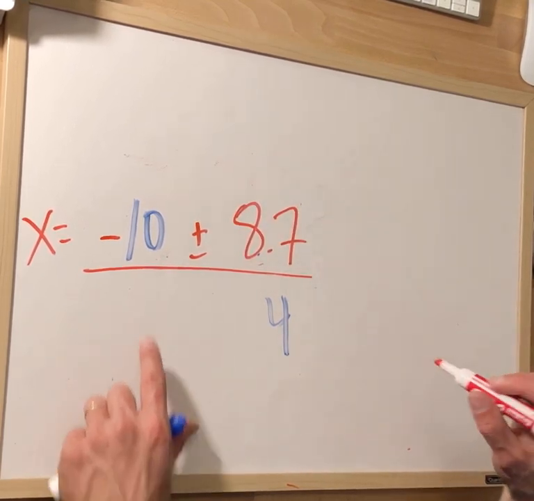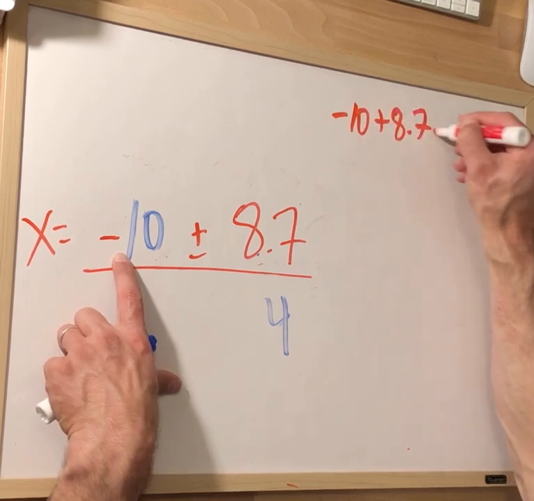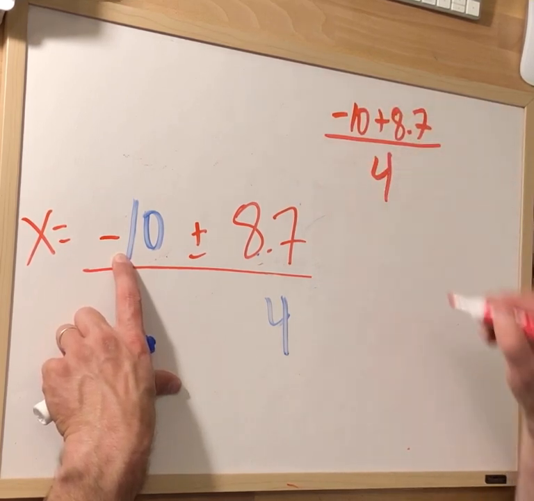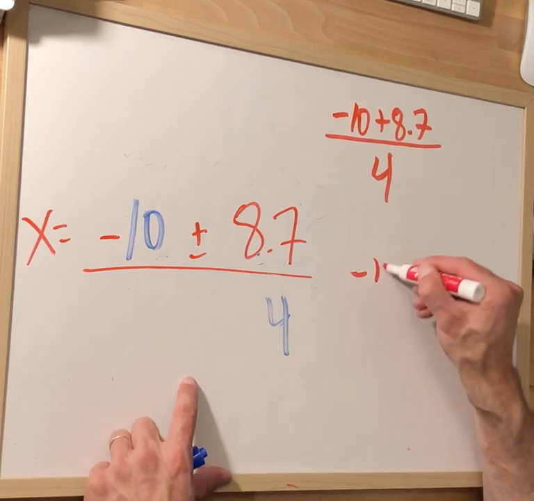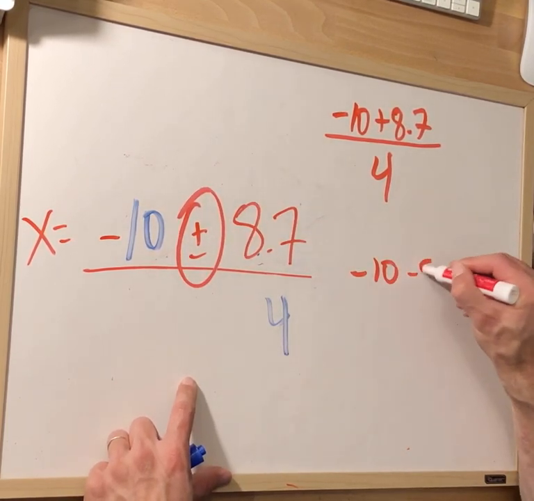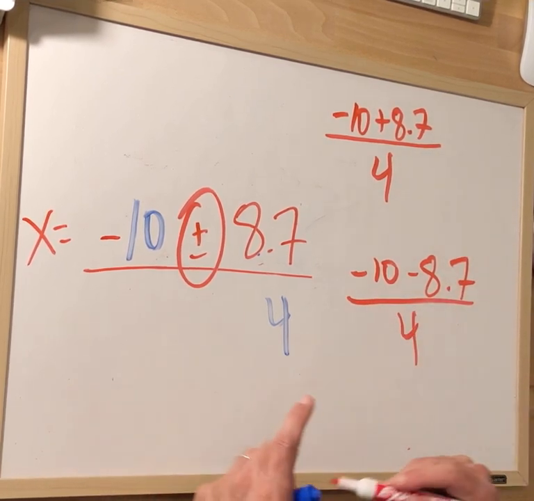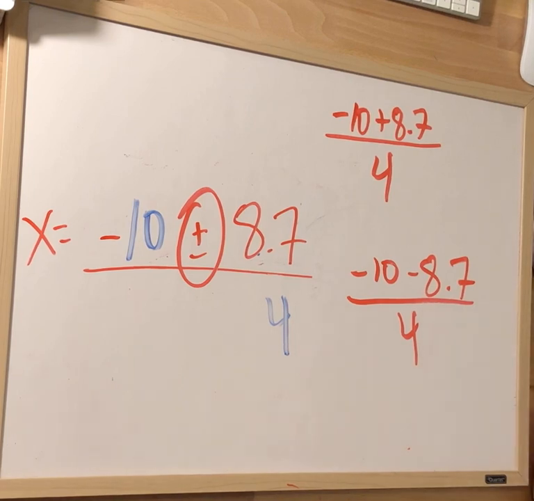So I have two answers. I have negative 10 plus 8.7, all divided by 4, and negative 10 minus, see how there's a plus and a minus? Negative 10 minus 8.7, all divided by 4. Okay.